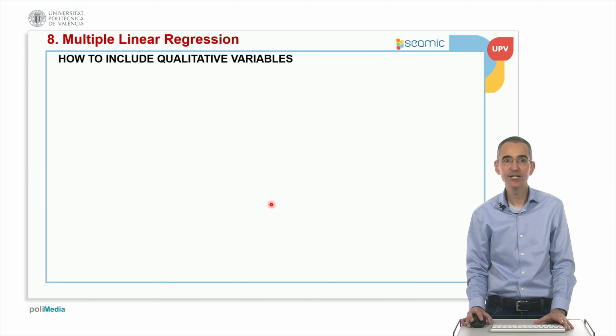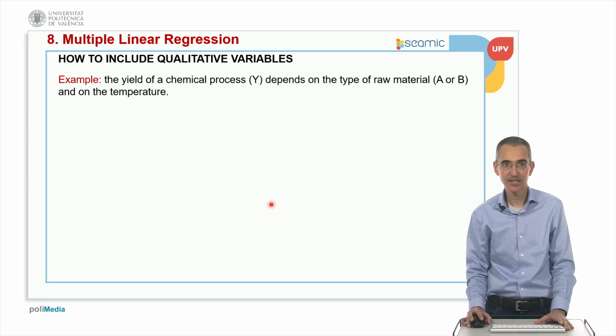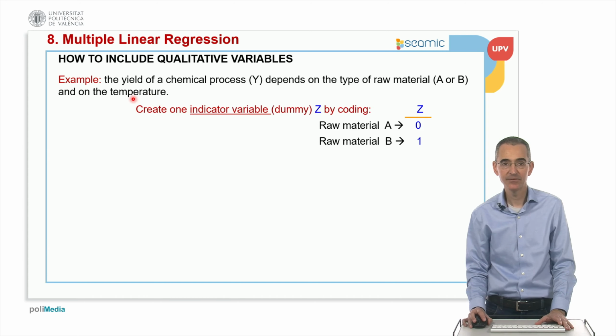So how to include qualitative variables? Okay, example. The yield of a chemical process depends on the type of raw material. Imagine that I have just raw material A or B. And we have also temperature as explicative variable. Well, we should create an indicator variable. It's also called a dummy variable. So that variable is created like the following.